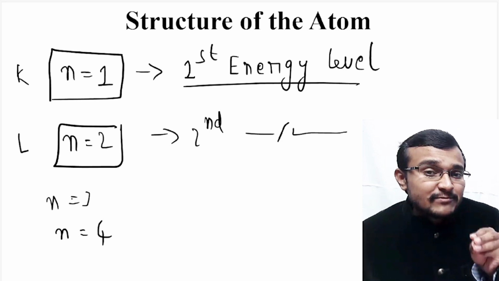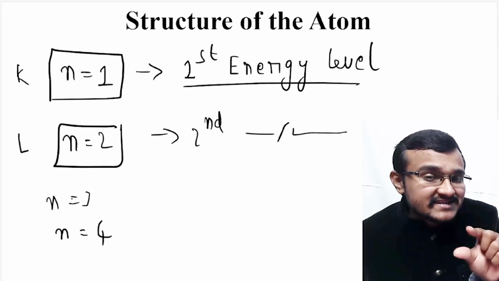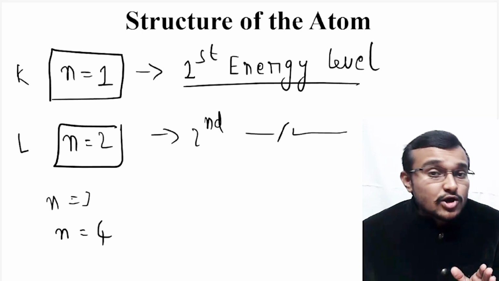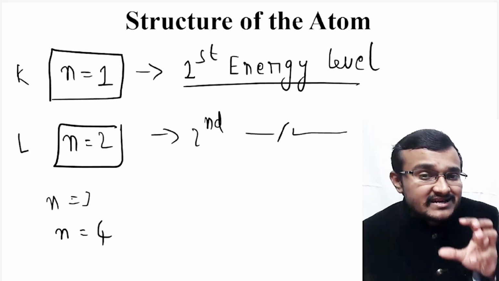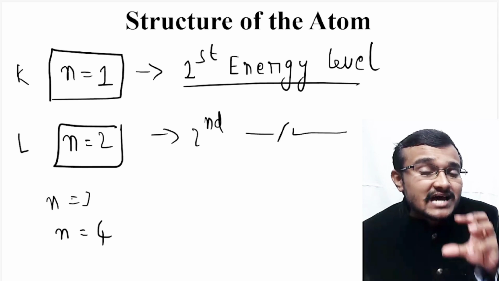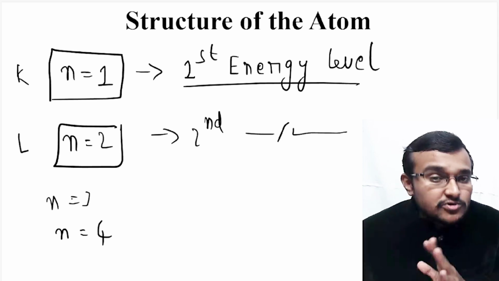So here he came up with an idea about discrete orbits. So not random circular orbits are present in an atom. There are discrete orbits present in an atom in which electrons are allowed to revolve around the nucleus.